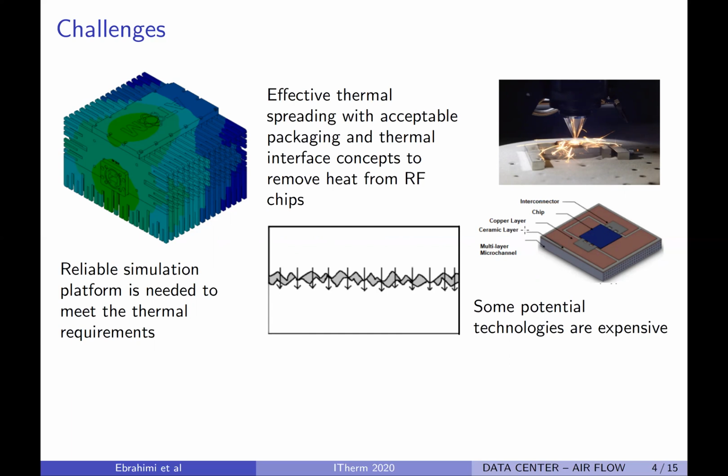There are other potential technologies to improve heat spreading performance at the heatsink base plate, for example, liquid microchannel cold plates. But the problem with these technologies is that they are expensive and they are not recommended if they are not necessary.